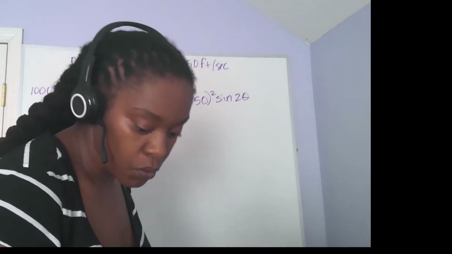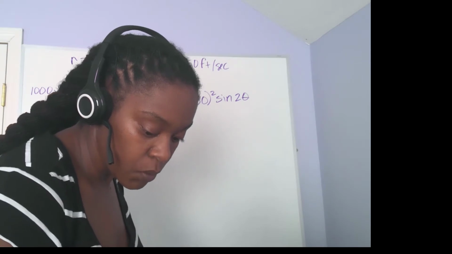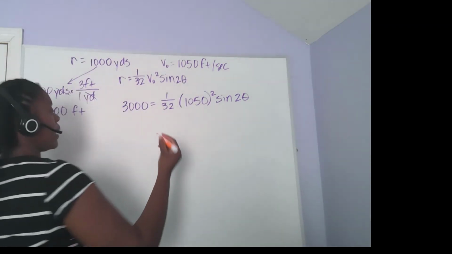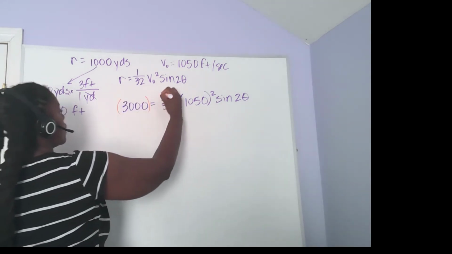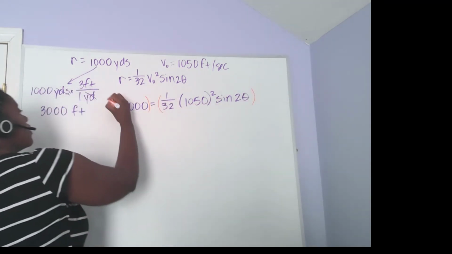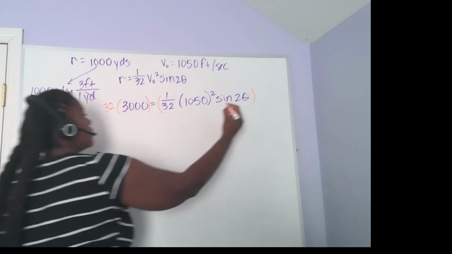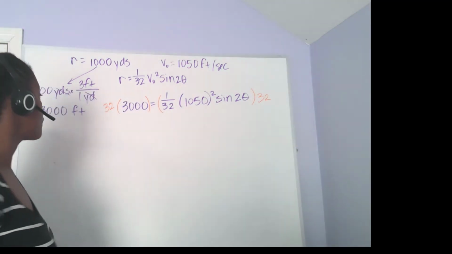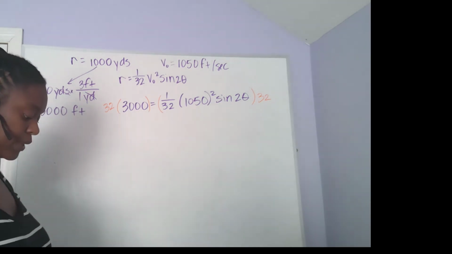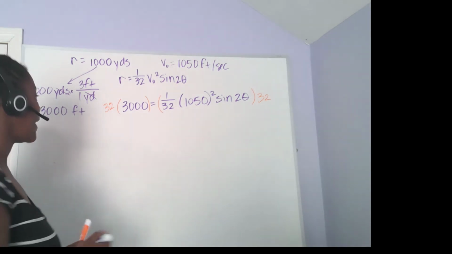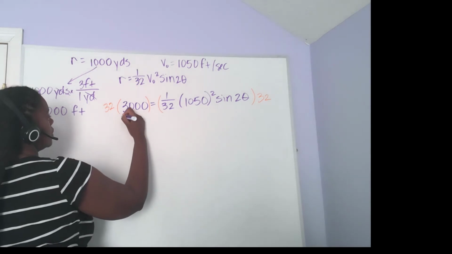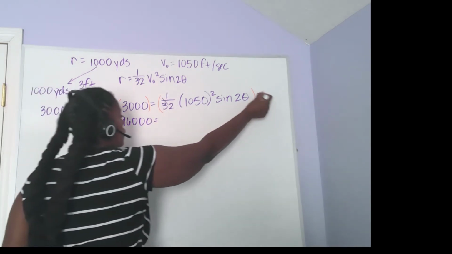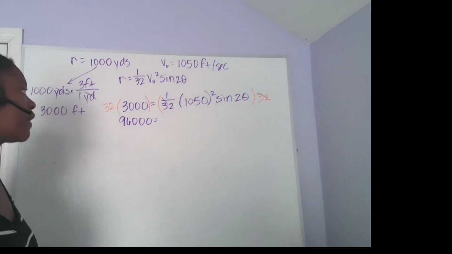I'm going to use orange. Okay. So we're going to multiply both sides by 32, so we can move this 1 over 32 out of the way. If you multiply 32 times 3,000, you end up getting 96,000. On the left, these two are inverses of each other, so they divide out.